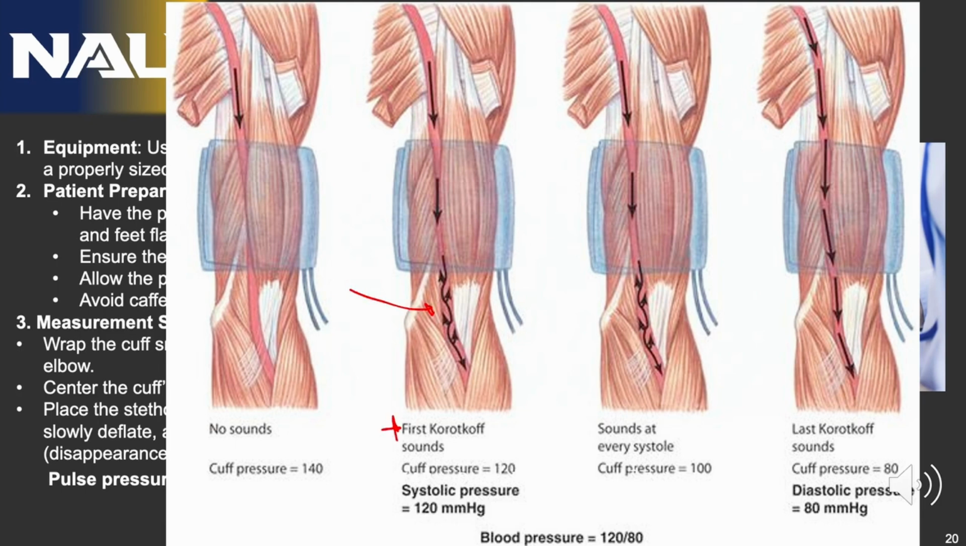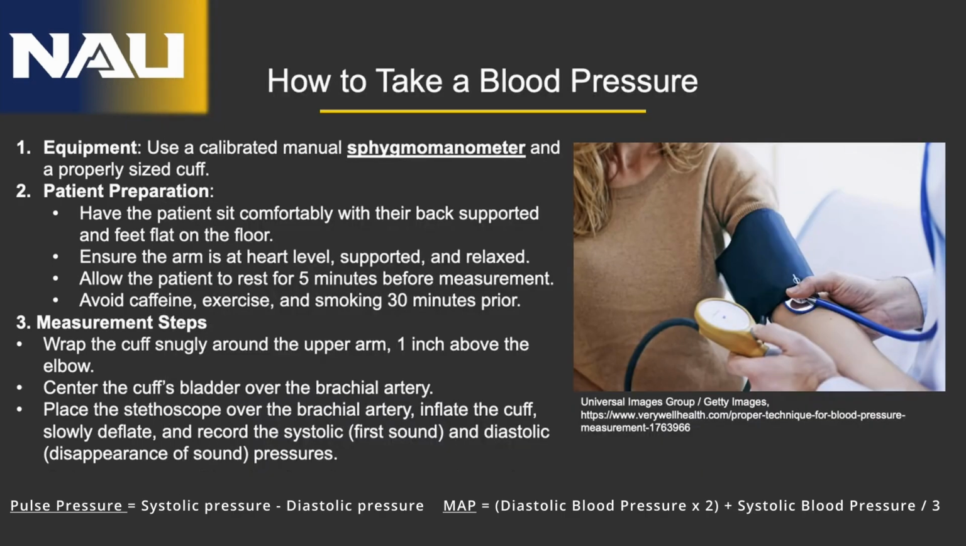Record that pressure. So look at the pressure gauge and record that pressure, and that'll be your systolic pressure, or the heart contracting pressure. Continue to listen until the final Korotkoff sound and record that pressure. That will be your diastolic pressure. These measurements should be recorded along with pulse pressure, which is the difference between the systolic and diastolic pressures. It is indicative of arterial health.